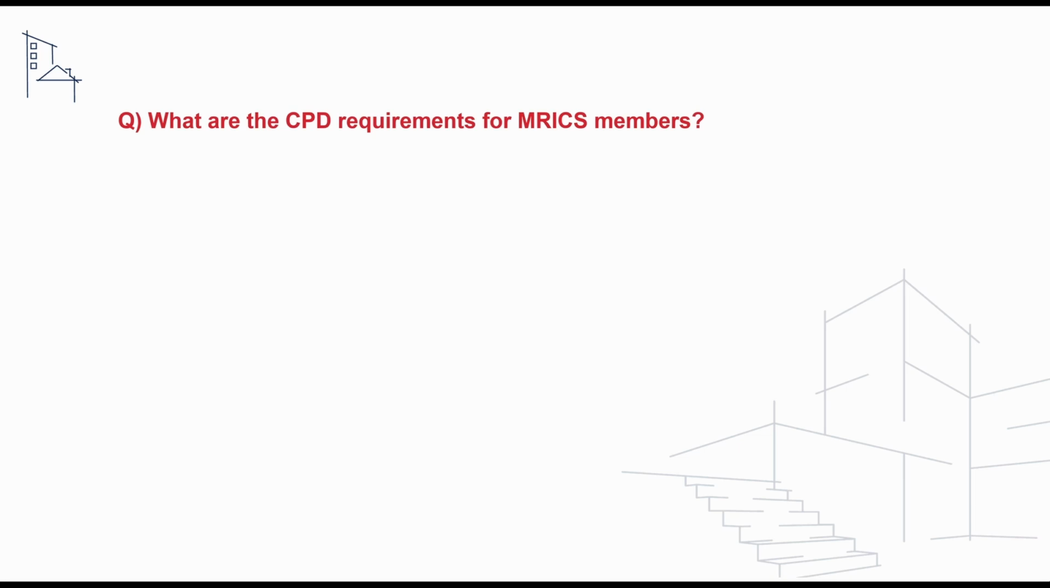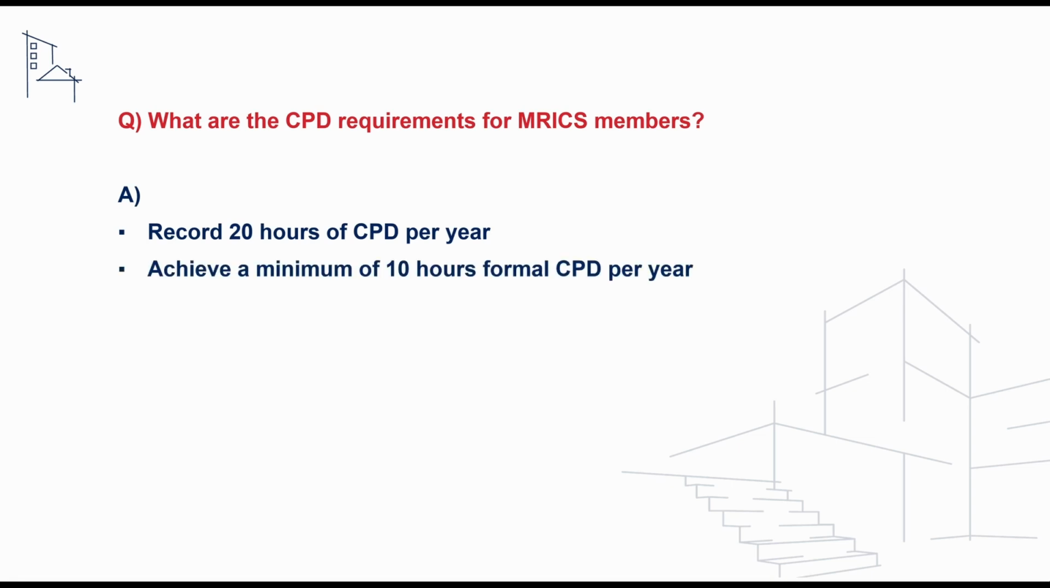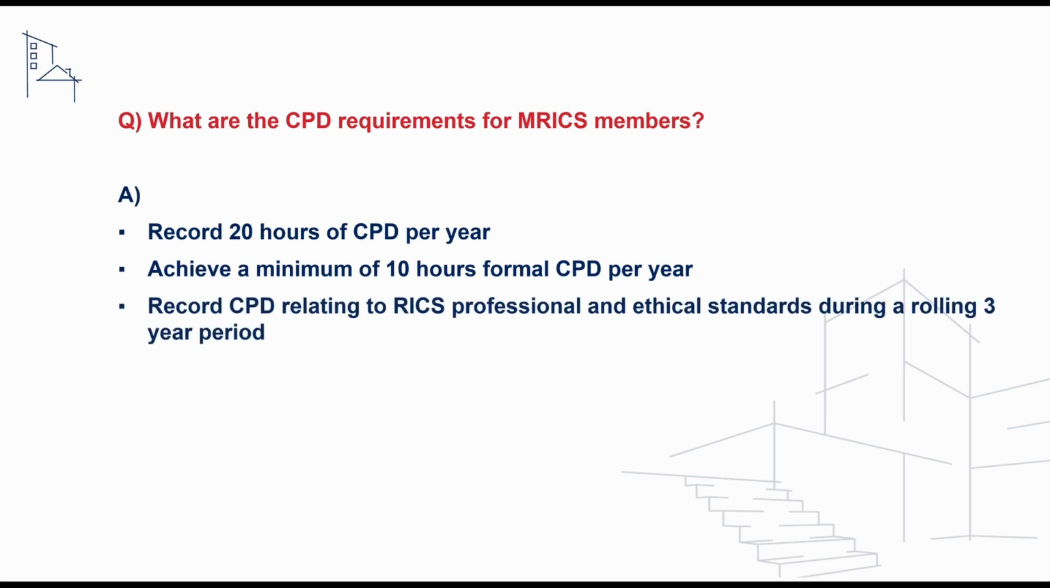The next question we'll take a look at is, what are the CPD requirements for MRICS members? And to address this, we can say firstly that RICS members need to record 20 hours of CPD per year. We'd need to achieve a minimum of 10 hours formal CPD within this time, and we'd also need to record CPD relating to the RICS professional and ethical standards during a rolling 3-year period.